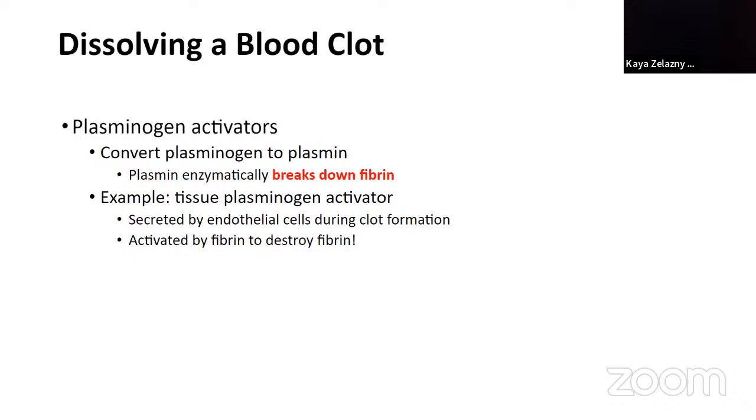And actually, the expression of the tissue plasminogen activator is started off by fibrin. So fibrin itself is part of what's telling your body to make tissue plasminogen activator. Even as we're starting to make the clot, as we're starting to make the fibrin, we're also starting the pathway that's going to ultimately break down the clot.